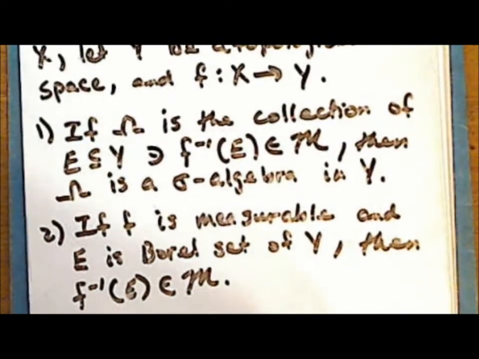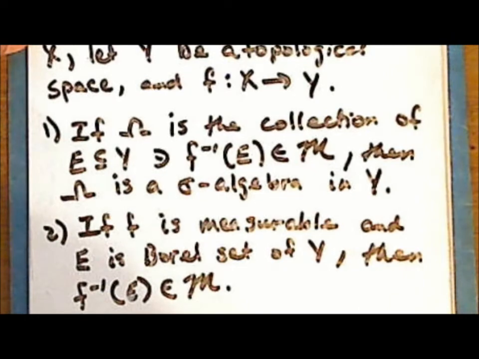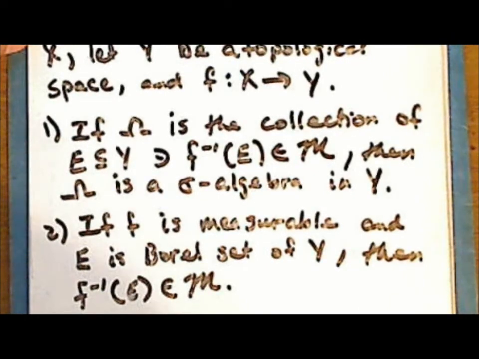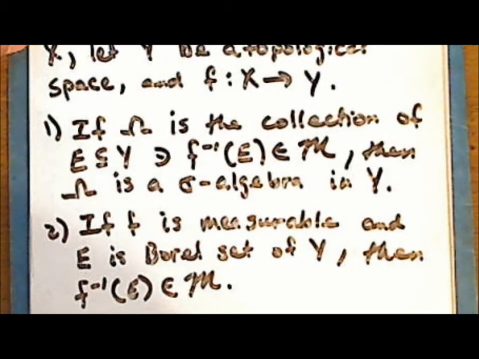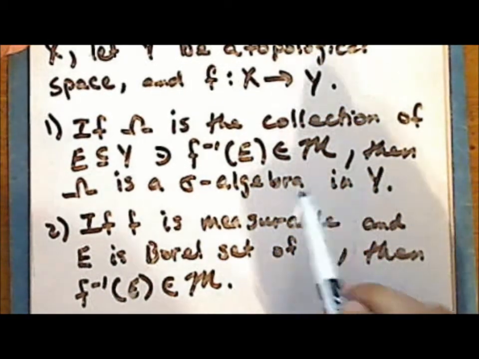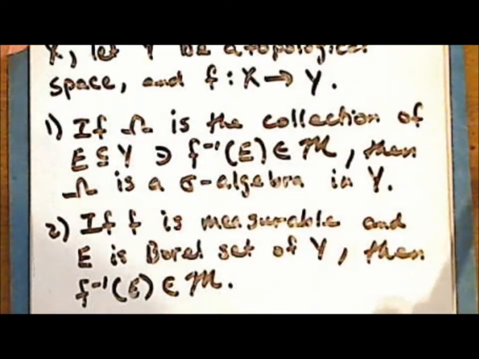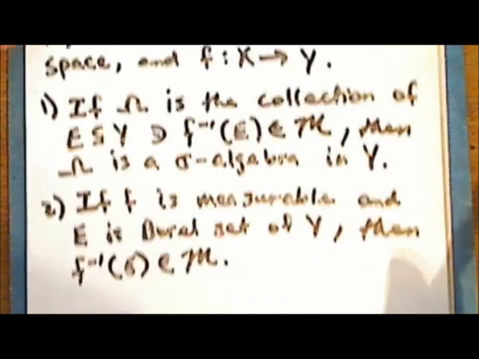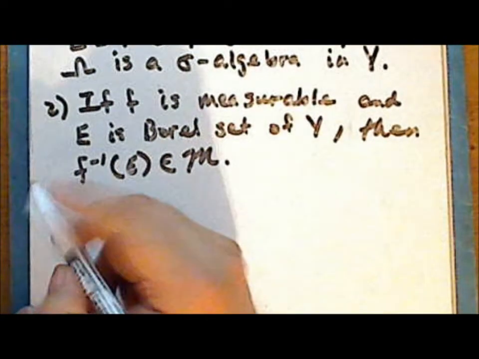All right, so the first statement says that if we have a collection of subsets of Y such that its inverse image under any map from the measurable space X into the topological space Y is in the sigma algebra in X, then that collection is itself a sigma algebra in the space Y. So we'll first prove that statement.